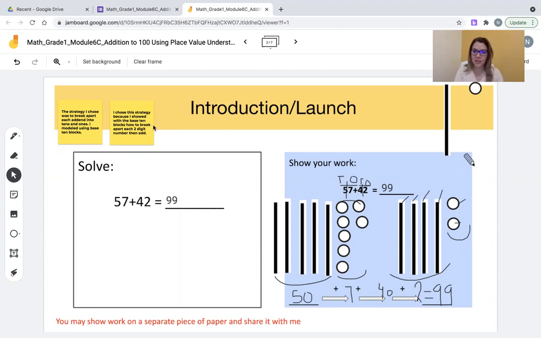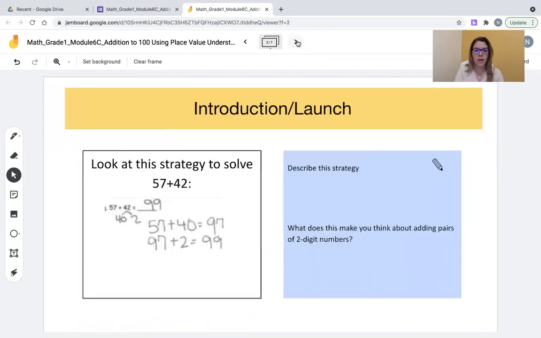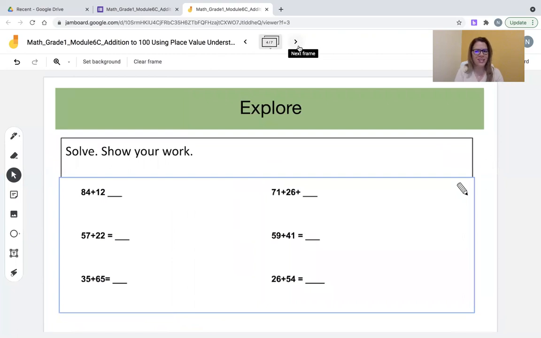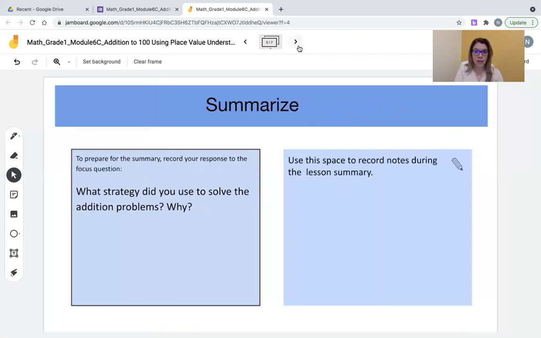Students and scholars of the first grade, this is your task for the introduction page. Please feel free to choose a strategy. Afterwards, explain the strategy and why you chose it. You'll continue on to the rest of this lesson with your teacher, explaining this strategy that is present here in student work. And what does this make you think about adding pairs of 2-digit numbers? Then you use your strategy in a few examples of 2-digit pairs. And finally, summarize and write your thinking about the focus question. What strategy did you use to solve the addition problems?